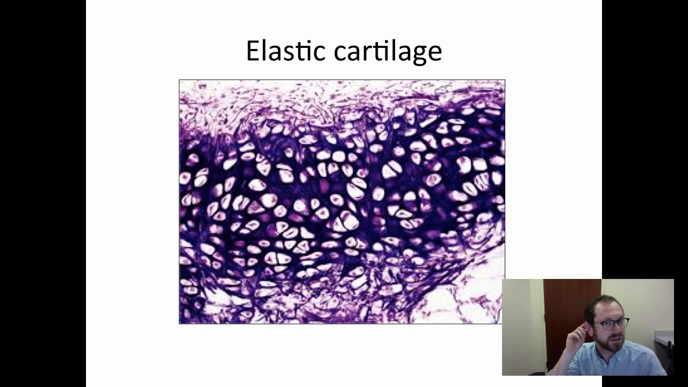So with my ears, I can spin them around, turn them around as much as I want. And just like we saw with elastic connective tissue with our dermis, as soon as I let go, my ears just go back to their normal position. Same thing with my nose. I can twist my nose around, do whatever I want with it, and it'll just go back to its normal position.